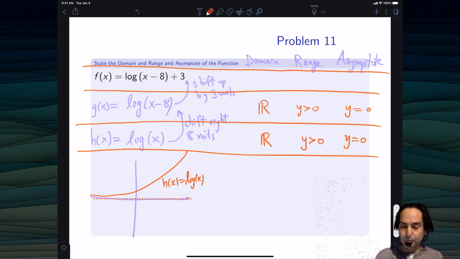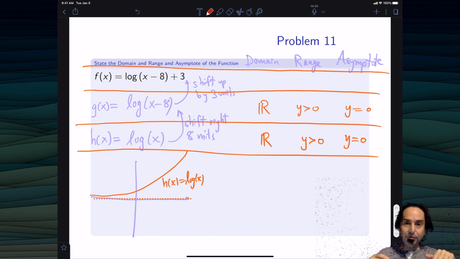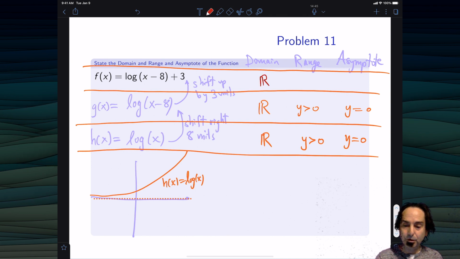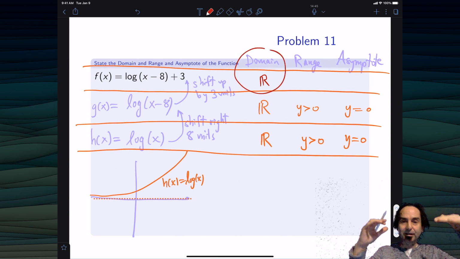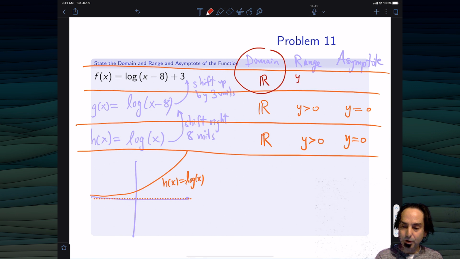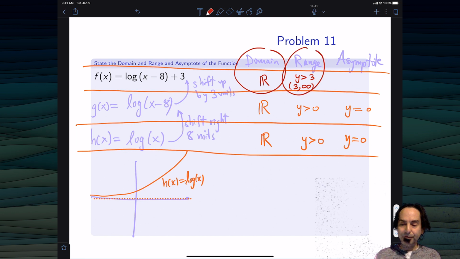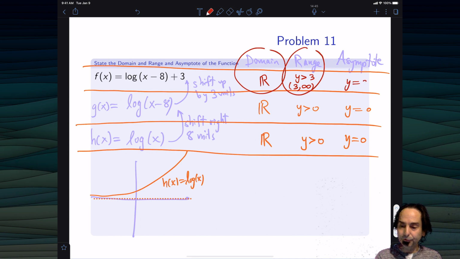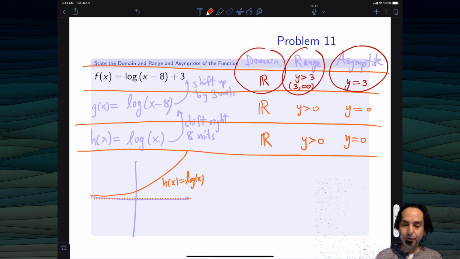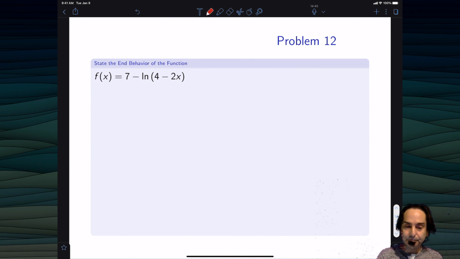And now for what we're waiting for. The domain: if we shift the graph up, we can still do the same inputs, so the domain will be all real numbers. The range, we're shifting it up by 3 units, so it becomes y is bigger than 3, or the interval 3 to infinity. That's the range. And the asymptote, if we shift y equals 0 up by 3 units, we'll get the horizontal line y equals 3. And so there's the domain, range, and asymptote. There you go. Switch to the next problem.